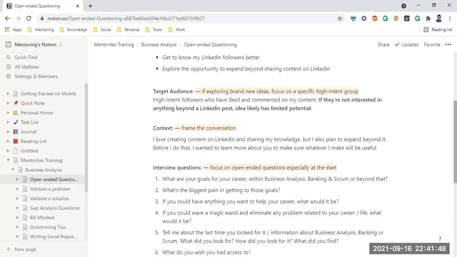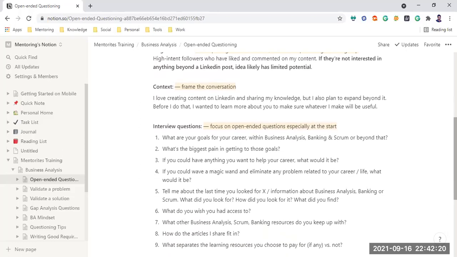Then the second thing is you figure out who your target audience is. For example, I may have 12,000 followers on LinkedIn, but not all 12,000 are my target audience, right? People who are highly active, who like my content or comment on my content on a frequent basis, those are the target audience. Those are the people with a specific or high intent group.